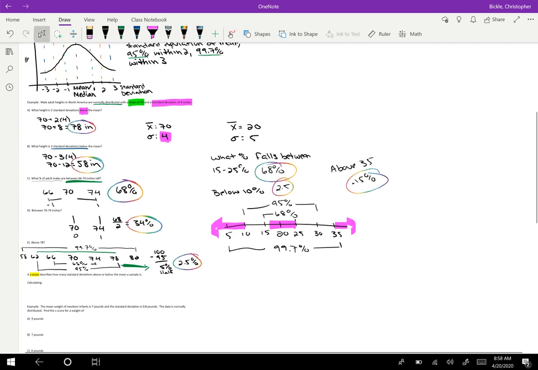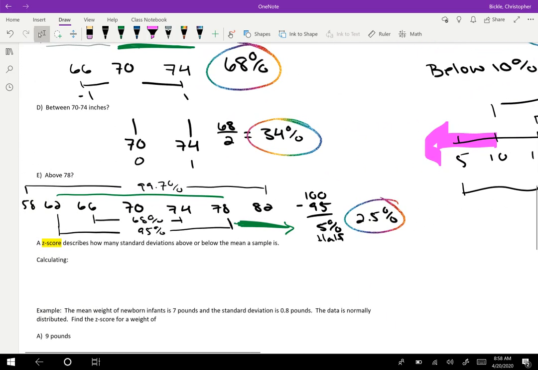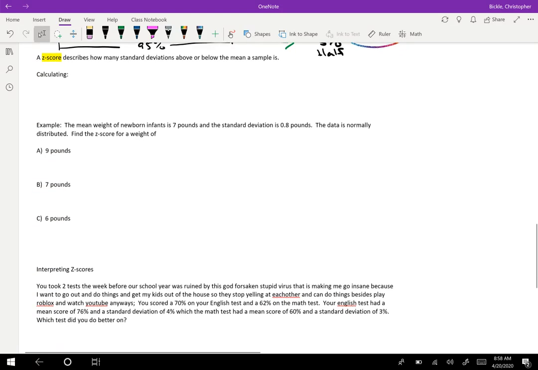All right, take a deep breath. We're almost there. The last thing we're going to talk about today is z-scores. Z-scores are a way to figure out how many standard deviations above or below the mean a sample is. So it's a way for us to compare data points. Z-scores are things you're going to use a lot. With the normal distribution, we can use this to find probabilities. We're not going to do it in this class, but you will next year.